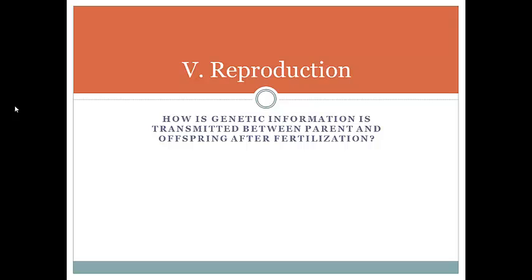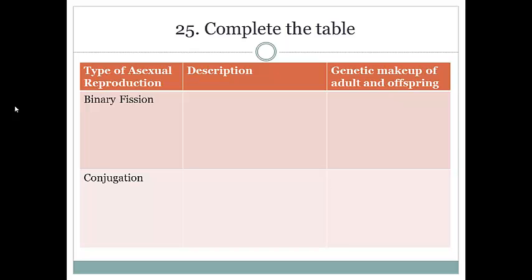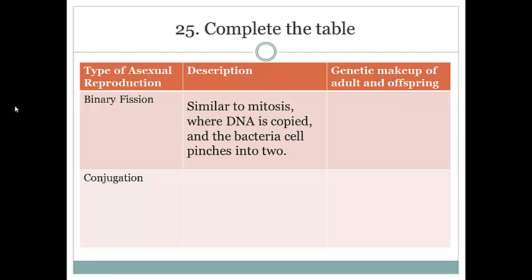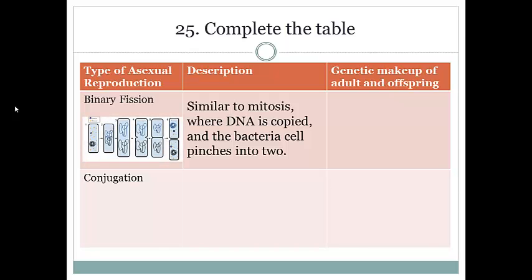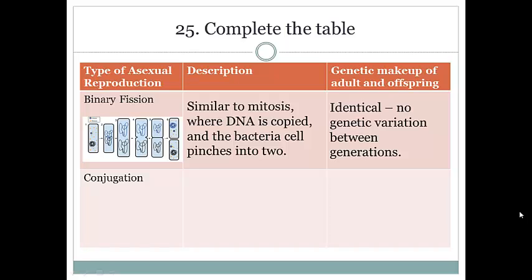The next section is about reproduction. First we have a table to complete, and it's about a couple types of asexual reproduction found specifically in bacteria. Binary fission is similar to mitosis. The DNA is duplicated, it's copied, and the cell pinches into two. In this picture, we start with one bacteria, we duplicate our DNA, it separates off, and we make two bacteria that are identical to the original starting bacteria. So the adult and offspring are identical. There is no genetic variation between generations that reproduce by binary fission.